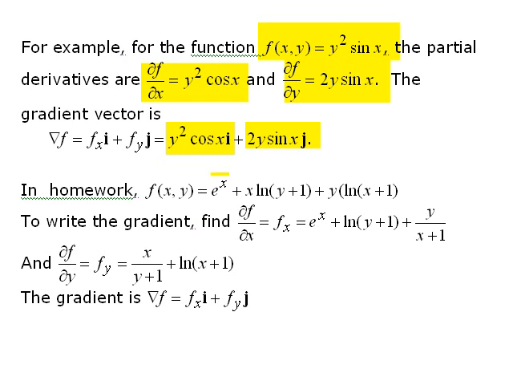So in homework there was this function, e to the x plus x times natural log of y plus 1 plus y times the natural log of x plus 1. So you want to find the gradient for that. First you find the partial with respect to x. So I hold y constant, and e to the x, of course, is just e to the x.